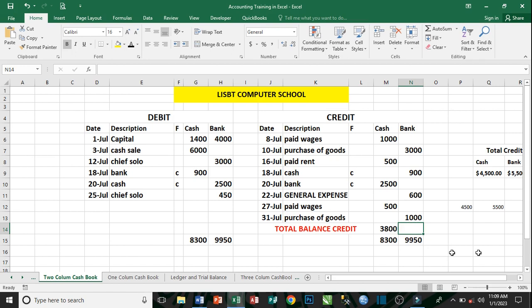So you come here again. Now this one is under the bank. The 9,950 on the debit side of the bank should be subtracted from this one on the credit side of the bank. So press your equal sign again, 9,950, minus sign, minus 5,500 here, and press enter. You see the money, 4,450 is the balance.